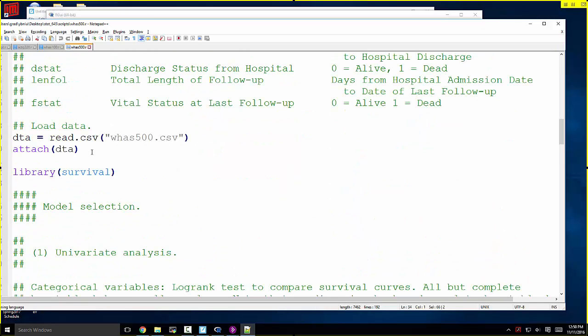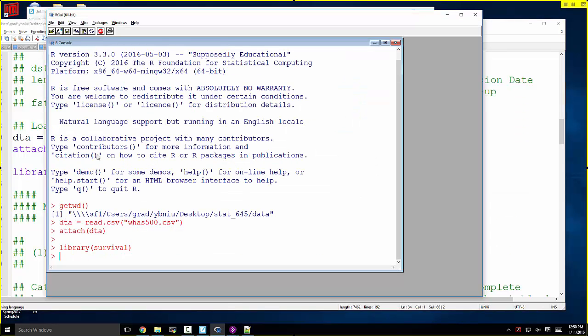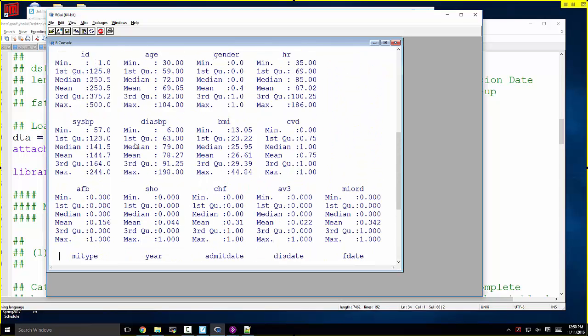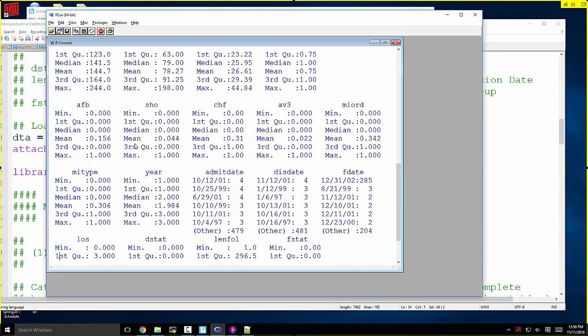Okay, so I have read in the data, I think. Yep. Let's look at summary. I don't see any missing values.